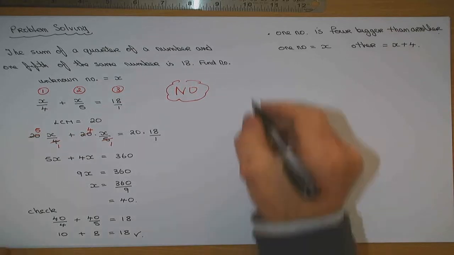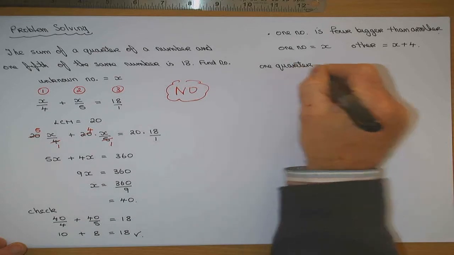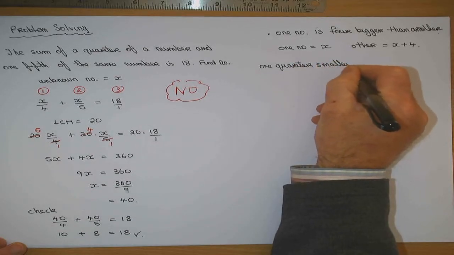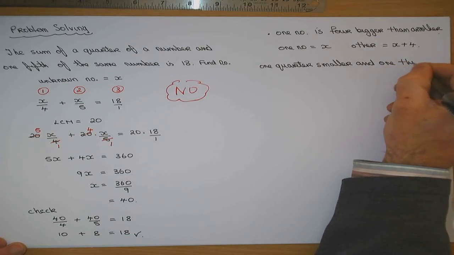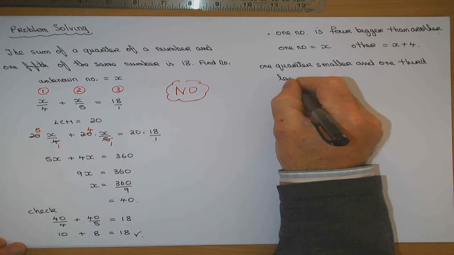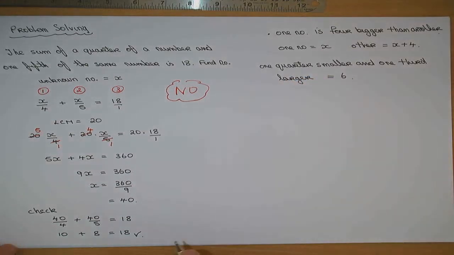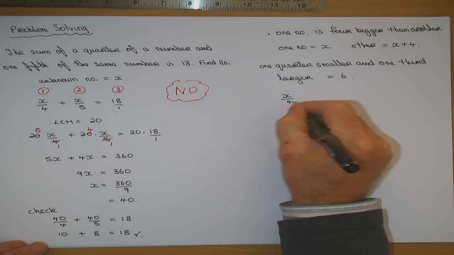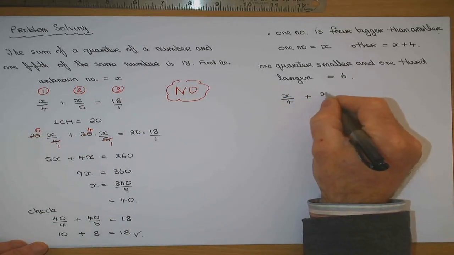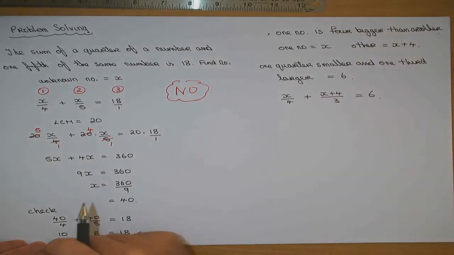1/4 of the smaller number and 1/3 of the larger number add up to give me 6. Which of them is the smaller, x or x plus 4? 1/4 of x, x over 4. And 1/3 of the larger one, x plus 4 over 3. All add up to give me 6.